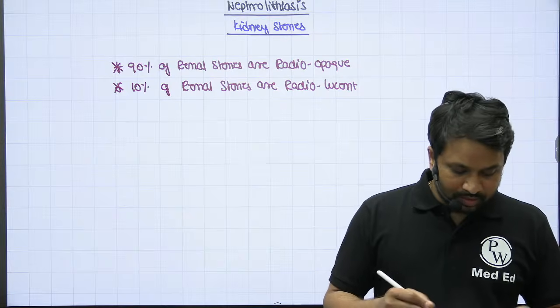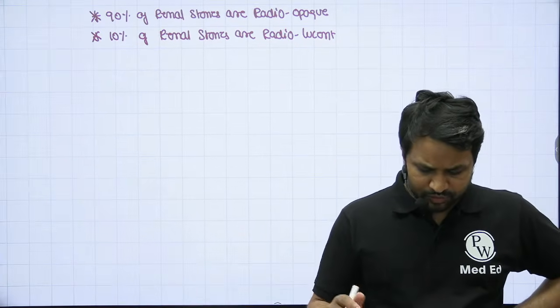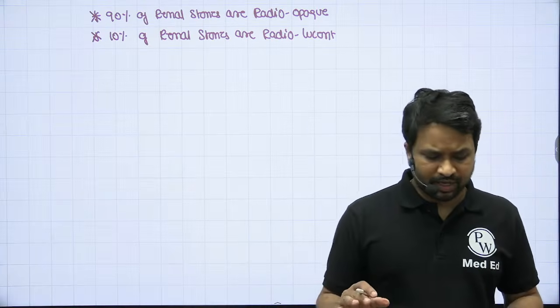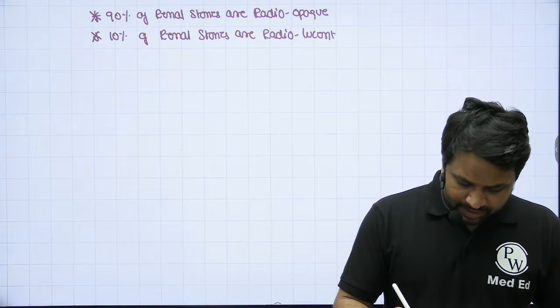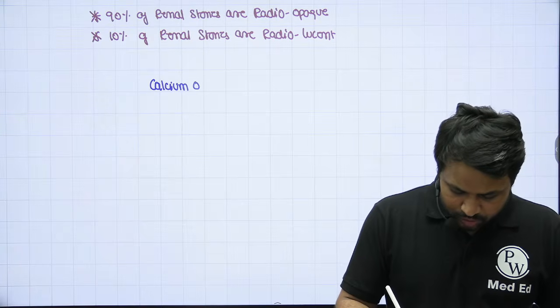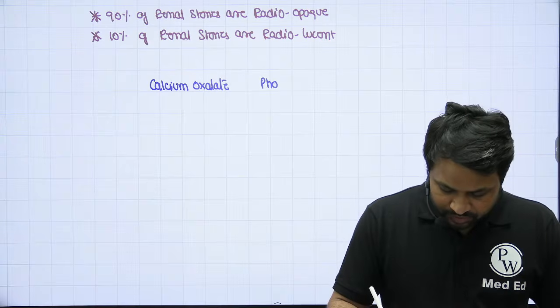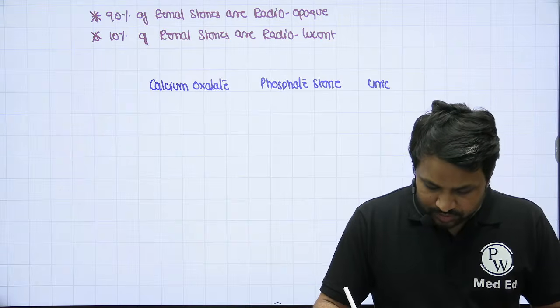Now, when it comes down to the basic objective, how do you differentiate them? I will have a small comparison. We'll have 4 varieties of kidney stones that we'll be talking about. The first one we'll talk about is the calcium oxalate stones. So you can draw a small table. We have calcium oxalate stones, the phosphate stone, and then the uric acid stone.